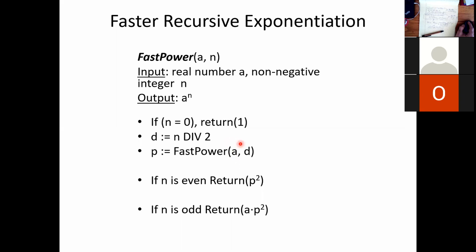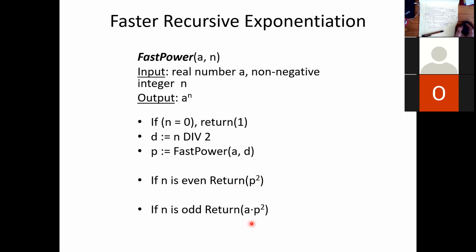If this algorithm works correctly, then this should return to me a to the d. But from a to the d, which is a to the n over 2, I can compute a to the n. If n is even, so a to the d is indeed a to the n over 2 exactly, then I take p squared from that, because squaring that is going to take n over 2 in the exponent times 2 and get me a to the n.